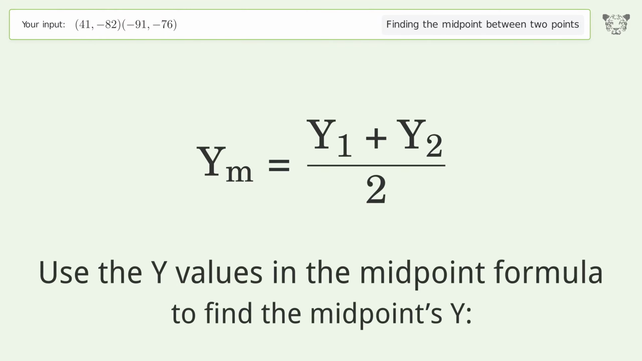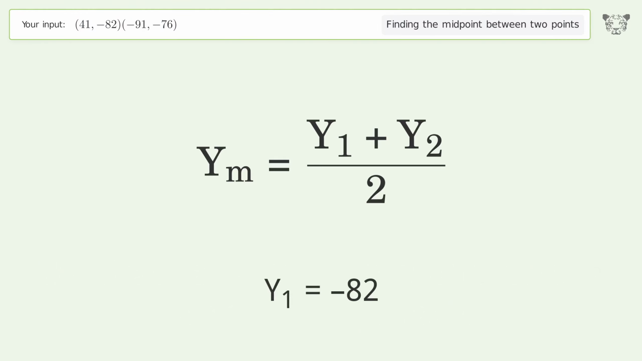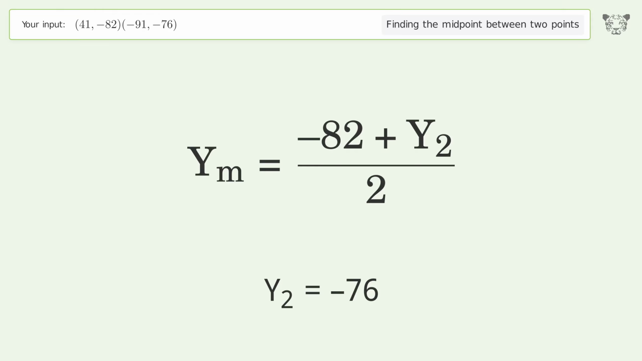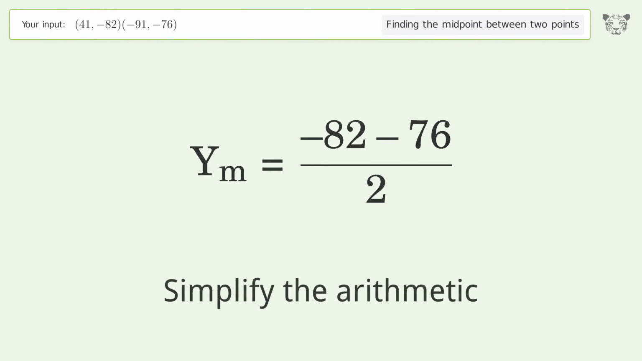Use the y values in the midpoint formula to find the midpoint's y. y1 equals -82. y2 equals -76. Simplify the arithmetic.